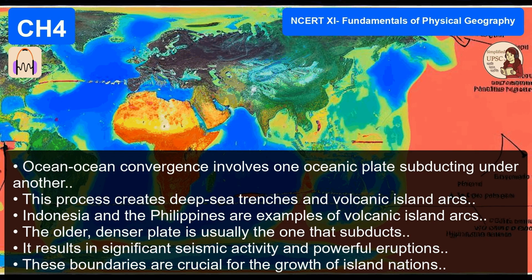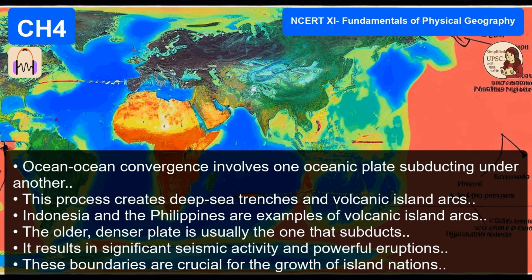And type 3. Type 3, transform boundaries. This is where plates slide horizontally past each other. Crust isn't produced or destroyed, it just grinds along. Give me a famous example of a transform boundary. The San Andreas Fault in California. That's the boundary between the Pacific Plate and the North American Plate. The Pacific Plate is sliding northwest past North America. And that's why California has so many earthquakes, but not really any volcanoes in that specific area. No subduction, no magma. That makes sense.